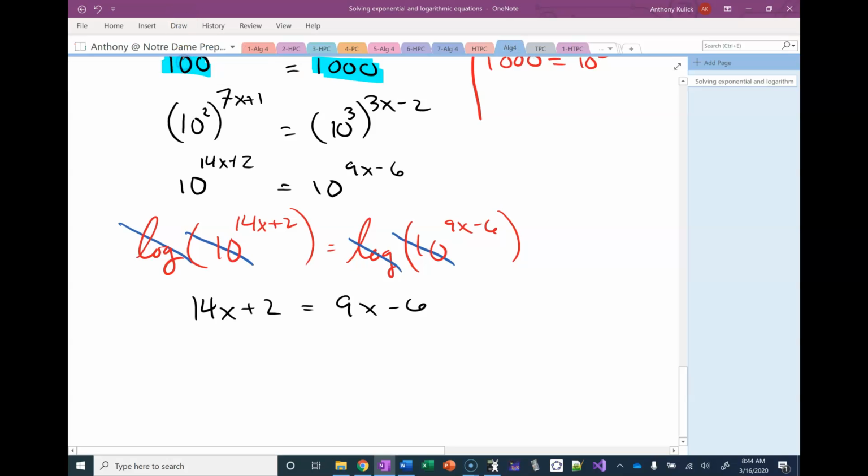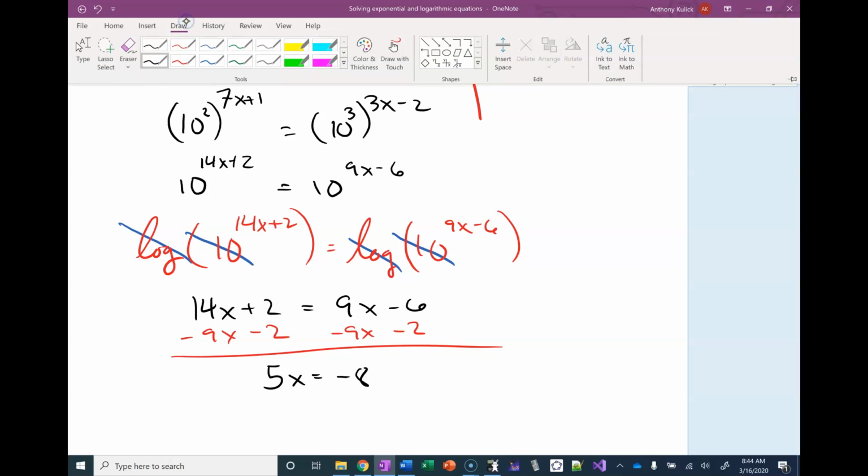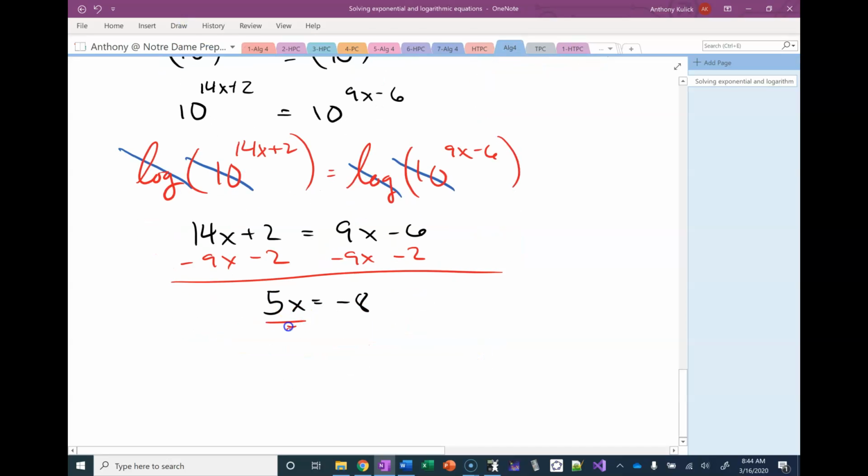And then to solve from here is pretty easy. We'll subtract 2 from both sides and subtract 9x from both sides. That leaves me with 5x on the left-hand side and negative 8 on the right-hand side. And if I divide by 5, then I have just x is equal to negative 8/5.